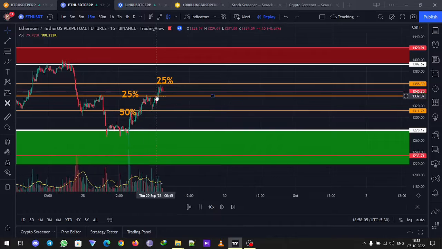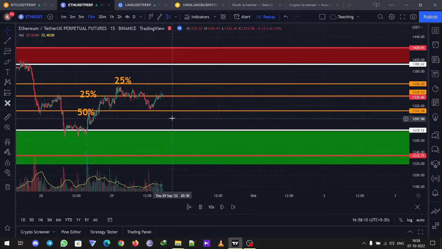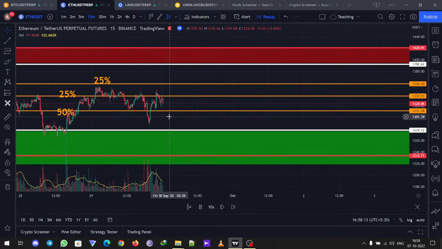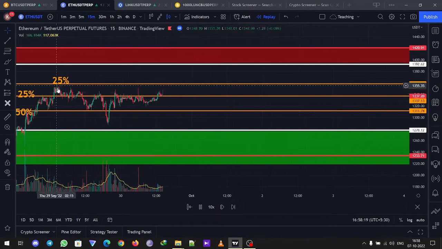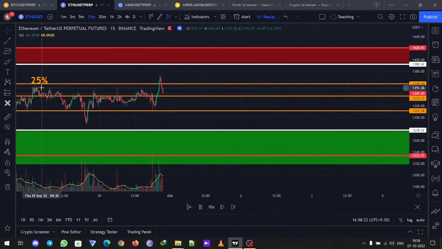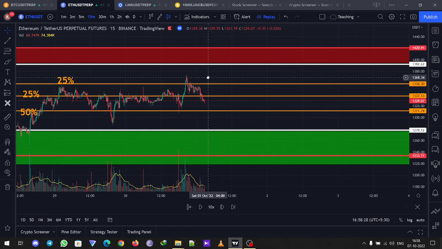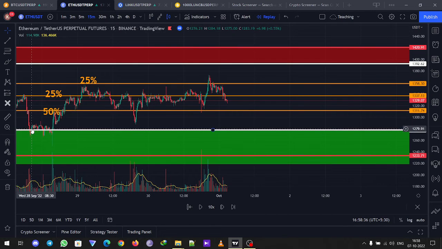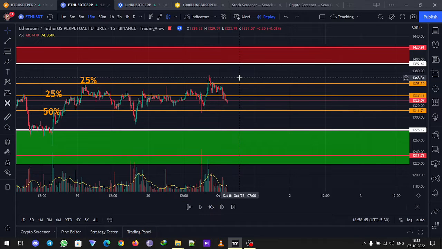Target 1 is achieved, target 2 is achieved. Now let's see what happens. See, this is what I was talking about. Yeah, our final target has been achieved. So we have booked our full profit up till this level, and it took a bit of time. It's about 2 days and 12 hours approximately.